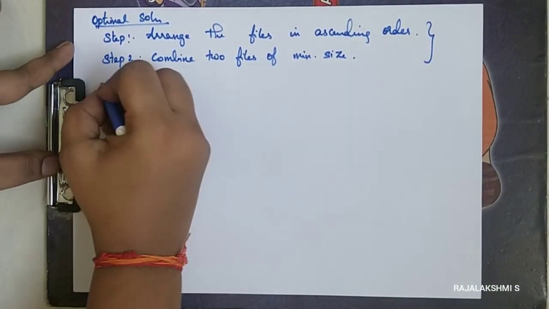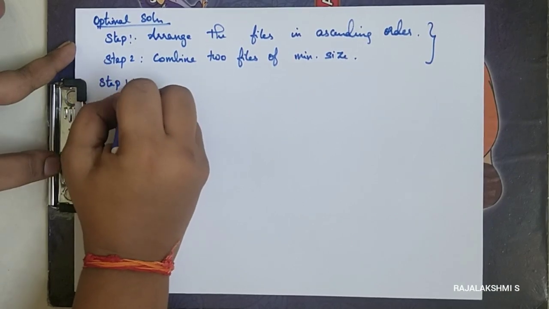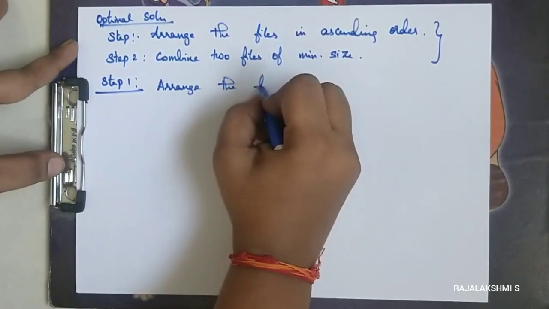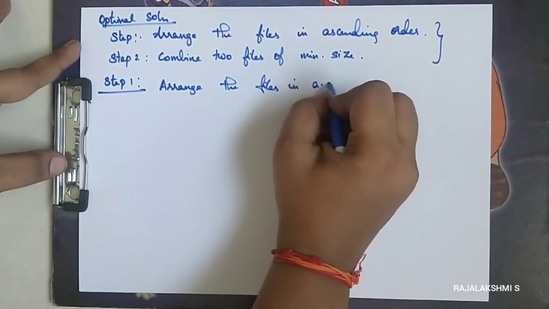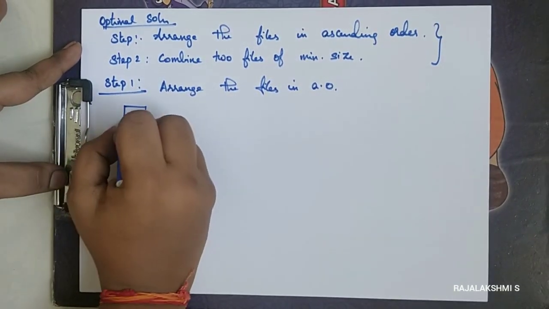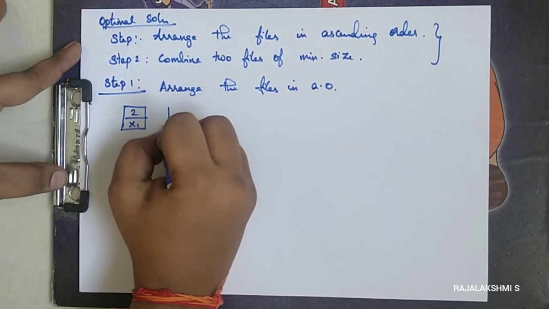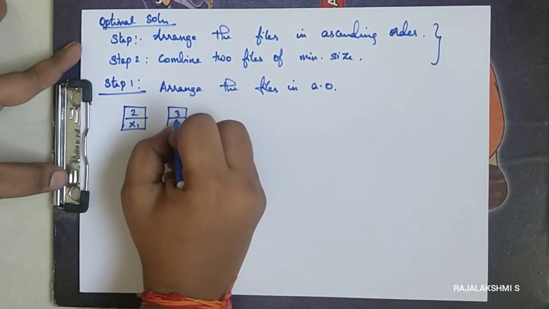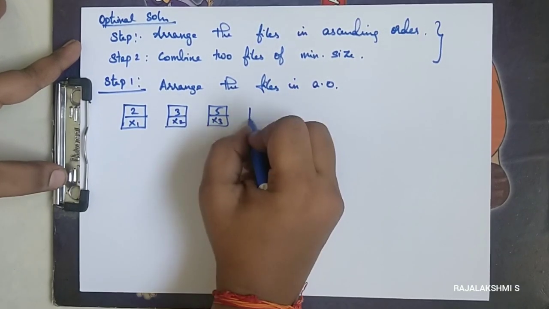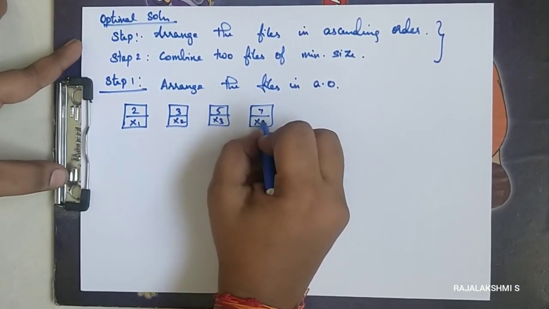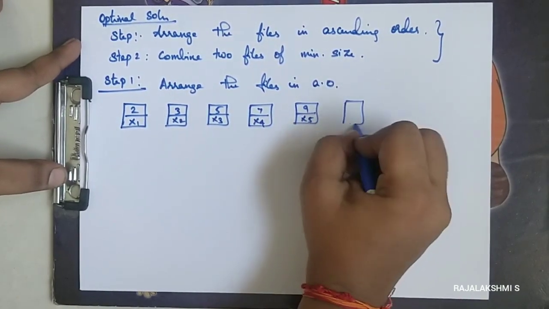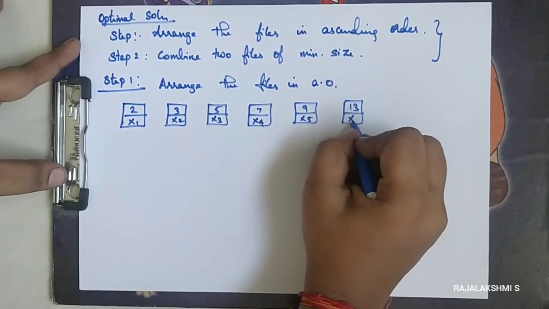So if I arrange the files in ascending order, step 1, arrange the files in ascending order. So ascending order I am writing it as AO. So I am arranging the files in ascending order: 2, x1, 3, x2, 5, x3, 7, it is x4, 9, it is x5, and 13, it is x6.